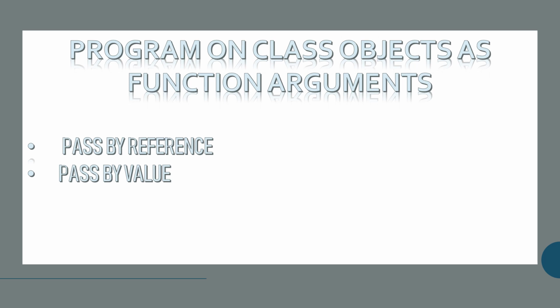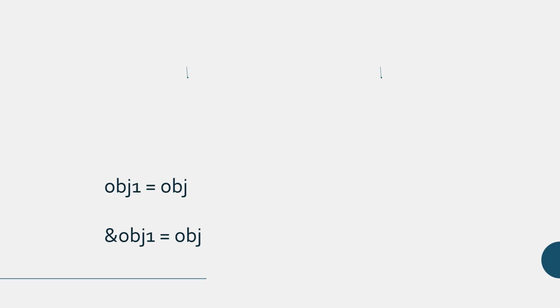Hello students, today we are going to see a program on class object as function argument. In the previous video lecture we have seen one program which was according to the pass by value method, where we used class object as function argument. Today we will see one program in which we will see both the methods, pass by reference as well as pass by value, and how it is done. Okay, so let's get started.